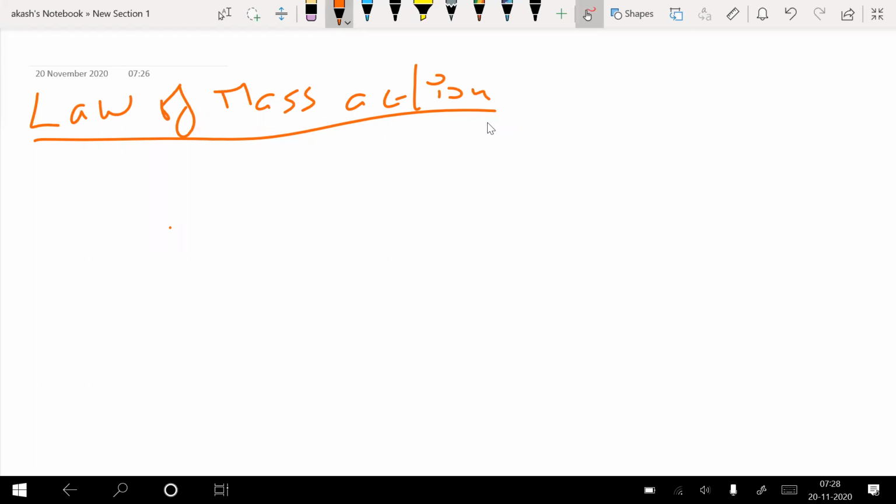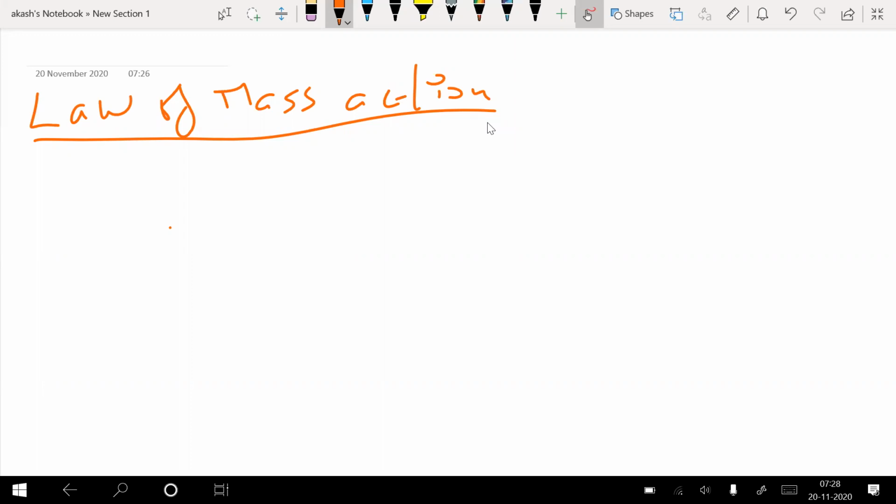Okay, I'll repeat the statement. Please check whether you are taking it down correctly, right? So the law of mass action says the rate of a chemical reaction is directly proportional to the product of active masses of reactants raised to the powers of their stoichiometric coefficients, right? So that is the statement.